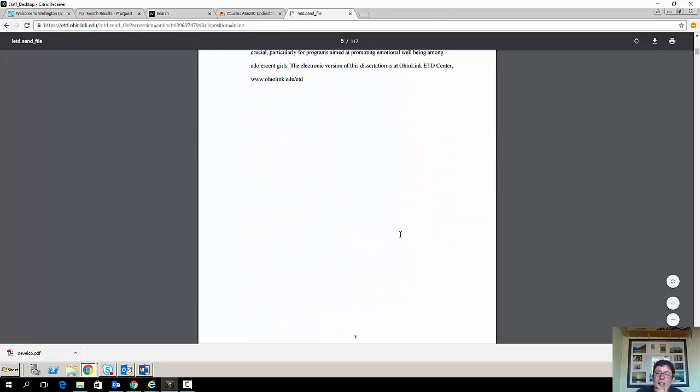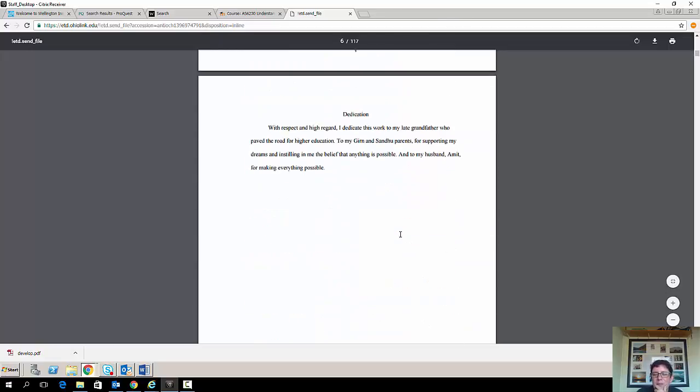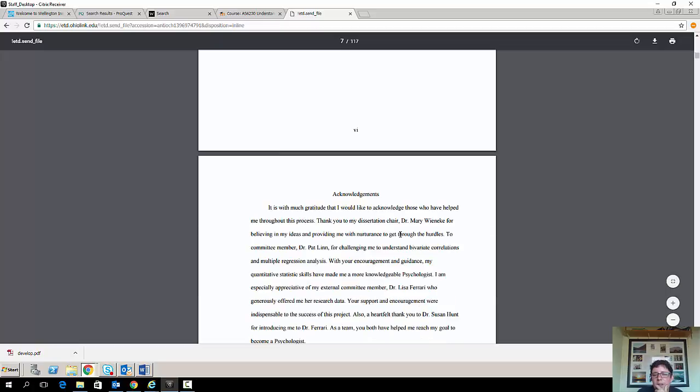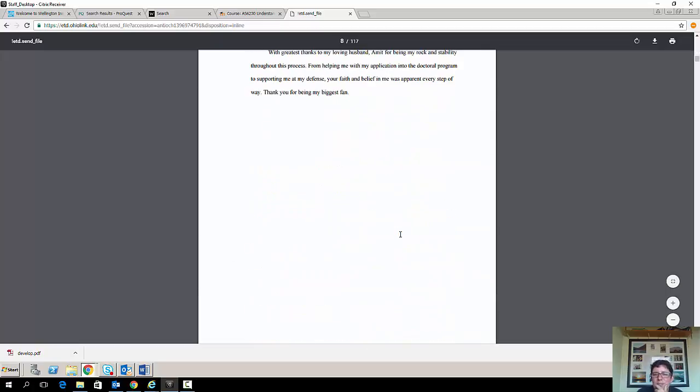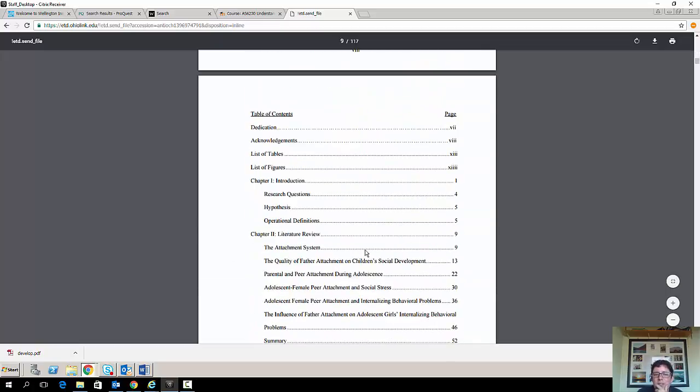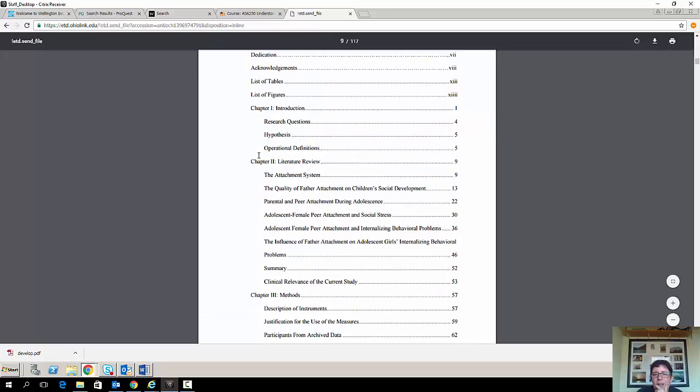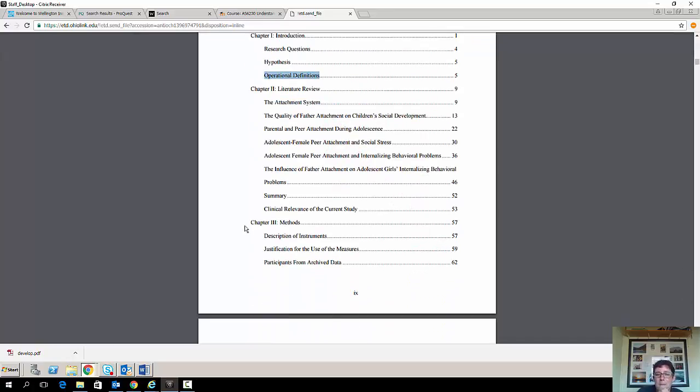An abstract is always the author's summary, and an annotation is your summary. Dedication, acknowledgements, we all write the same. Table of contents, chapter 1, introduction, chapter 2. Oh, look at that! Research question, hypothesis, operational definitions. Operational definitions are the definitions of your variables, your independent and dependent variables.